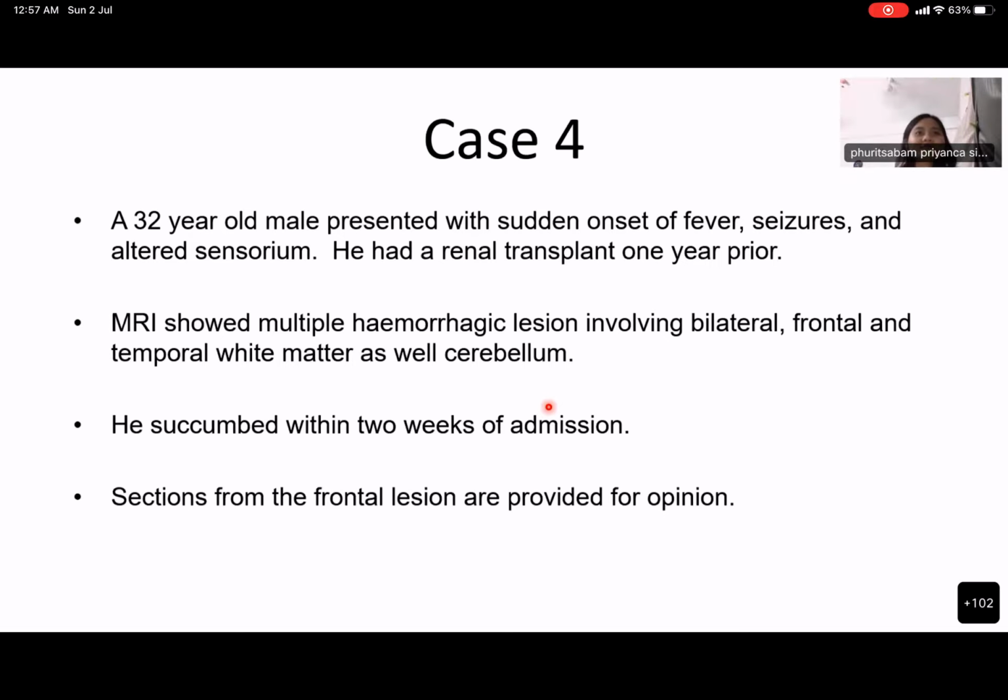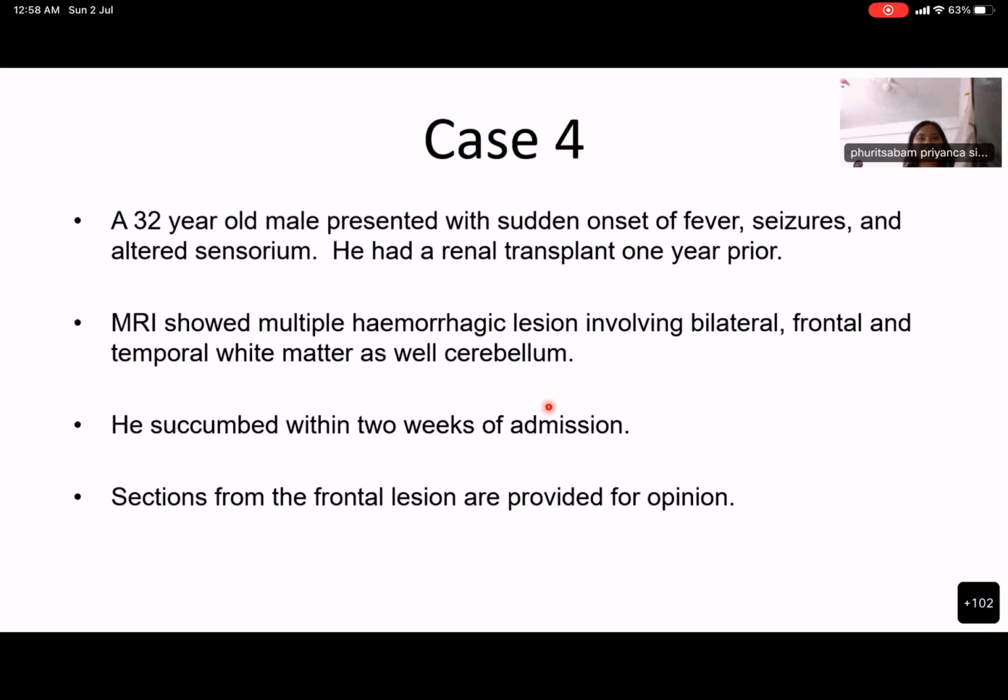Case number 4 is a 32-year-old male presented with sudden onset of fever, seizures, and altered sensorium. He had a renal transplant 1 year prior. An MRI showed multiple hemorrhagic lesions involving bilateral frontal and temporal white matter as well as cerebellum. He succumbed within 2 weeks of admission, and sections from the frontal lesion are provided for opinion.